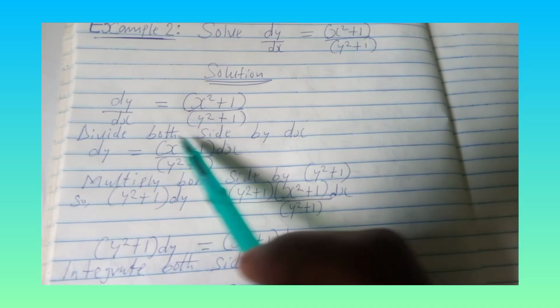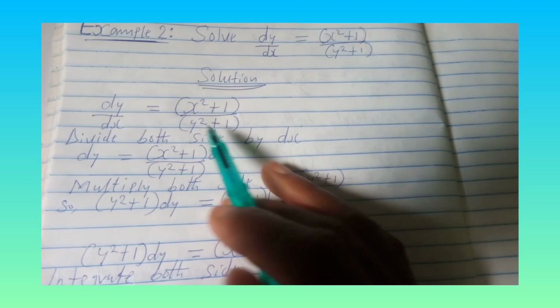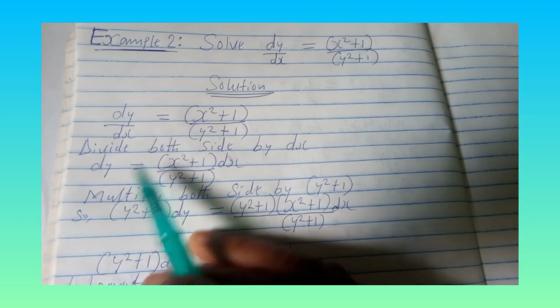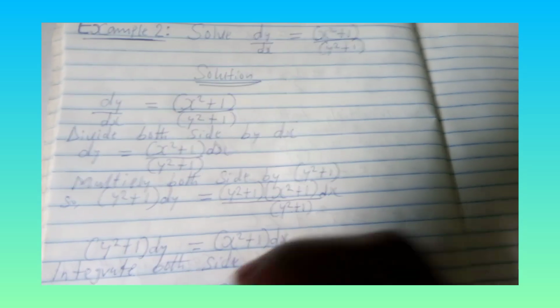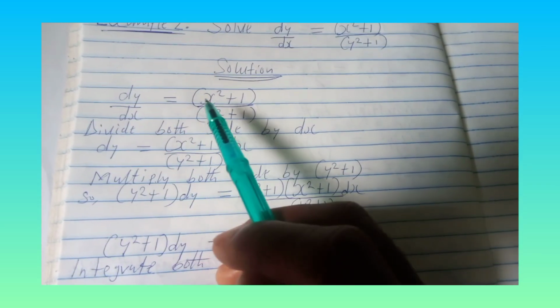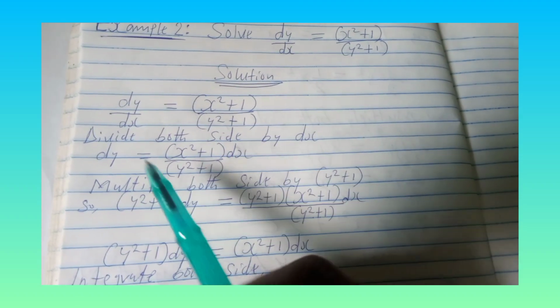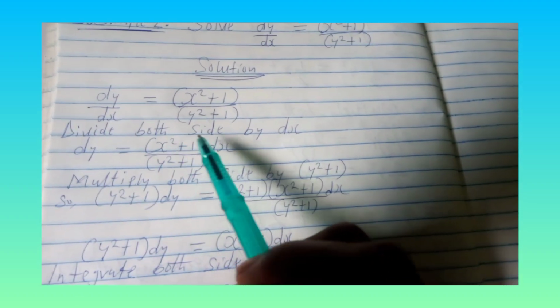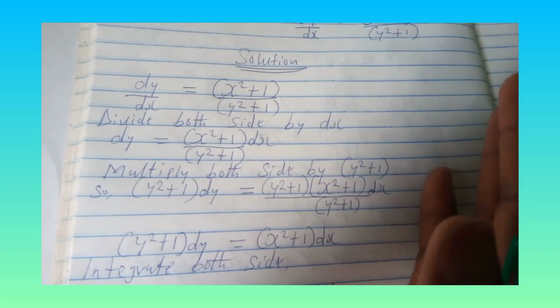So for us to solve it, we put all the values of y on the left hand side and all the values of x on the right hand side. That is the first step to do. So from this place, we know that dy over dx equals x squared plus 1 over y squared plus 1. So what are we going to do now? We divide both sides by dx, so that the dx will just go to our right hand side.